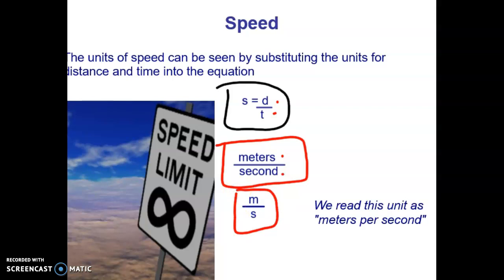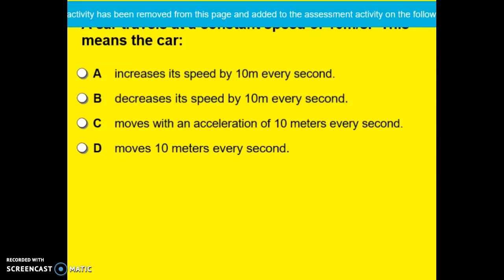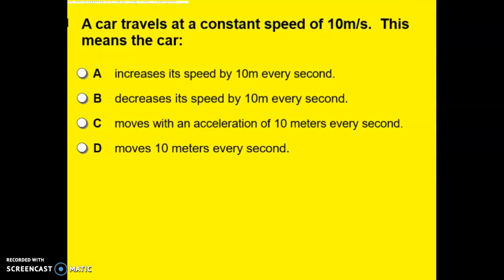Moving forward, if we take a look at the next slide, we can see that a car is traveling at 10 meters per second at a constant speed. What does constant mean? Constant means it stays the same. Does this mean that it increases its speed by 10 meters every second? Does it decrease its speed by 10 meters every second? Does it move with an acceleration of 10 meters per second? Or does it move 10 meters every second?